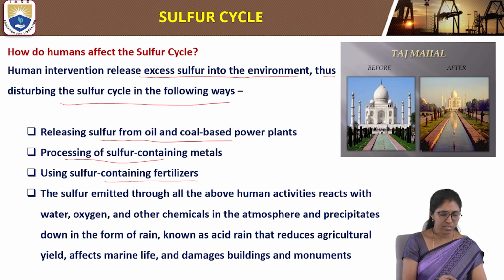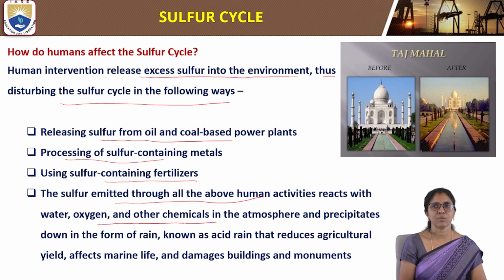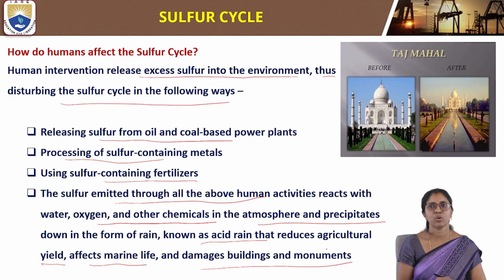The sulfur which is emitted through all the above human activities reacts with the water, oxygen and other chemicals in the atmosphere and precipitates down in the form of acid rain. So that rain is called acid rain, and it reduces the agriculture yield, affects marine life, and damages the buildings and monuments present on the earth.